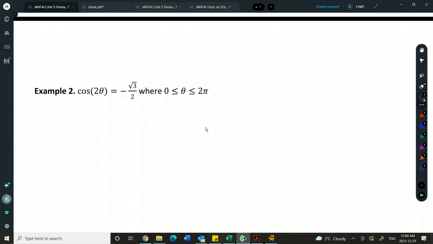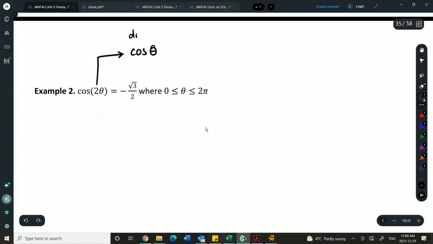Okay, so if I have a k value of 2, what does this do to the number of answers compared to cos x or cos theta? Okay, so we will have double the amount of answers. If this was 3, we would have triple the amount of answers.